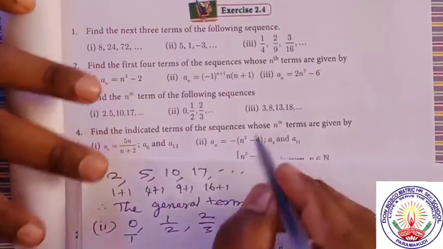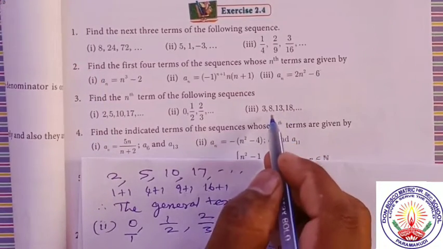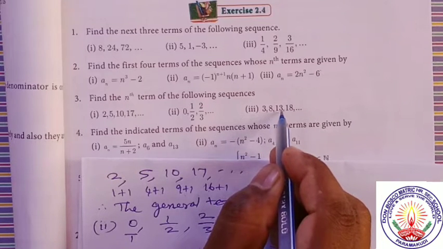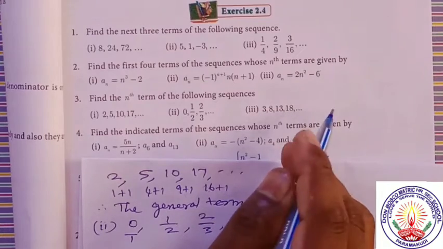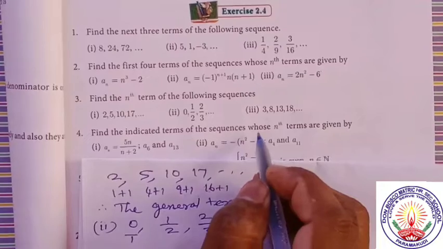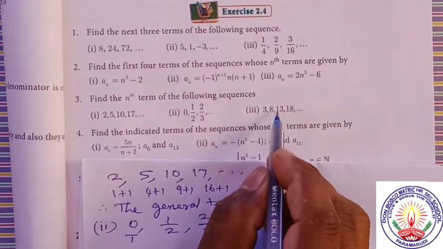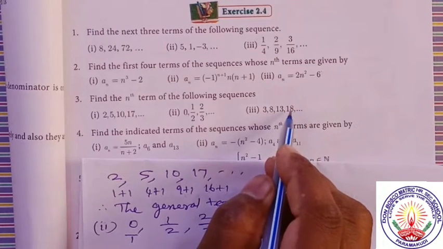Like that, third one: 3, 8, 13, 18, etc. Now if you look at 3, 8, 3 plus 5 is 8, 8 plus 5 is 13, 13 plus 5 is 18. Every time 5 is added, but it is 2 less. We say 1 5 is 5, 2 going from 5 gives 3. 2 5s are 10, 2 going from 10 gives 8. 3 5s are 15, 15 minus 2 gives 13. 4 5s are 20, 20 minus 2 gives 18.